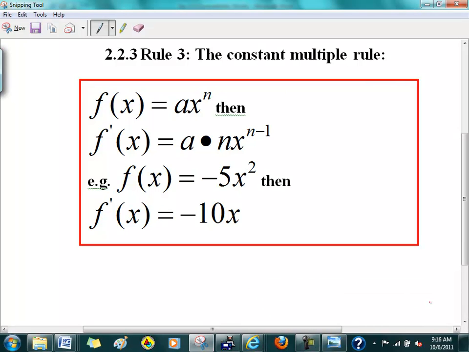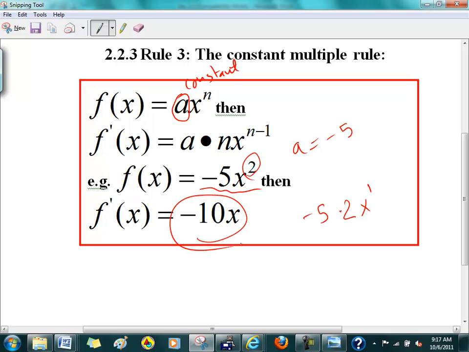Alright, so the reason why it's called a constant multiple rule is that this A here is a constant. So it's like this guy here. For the example that we have, A is equal to -5. And if you apply the rule, what it says is that you leave the -5 alone. And what's n equal to? 2, you bring that down and reduce it by 1, which gives you that. Right? Is everybody okay on that? Has everybody got that?